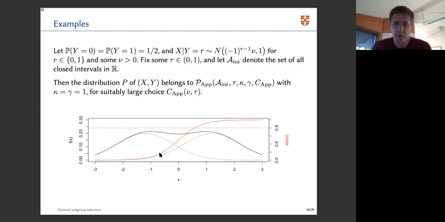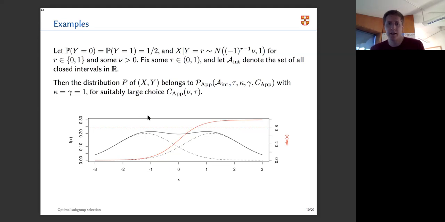So this is a picture that we've got here. The dotted lines are the individual class conditional components, the Gaussian components, and the black mixture density is the marginal distribution of the feature vectors. And then what I've plotted in red is related to the regression function. So the red curve is in fact the regression function, and the dot-dashed line is this 80% level that I seem to have fixed for the threshold tau for how large I want the regression function to be.